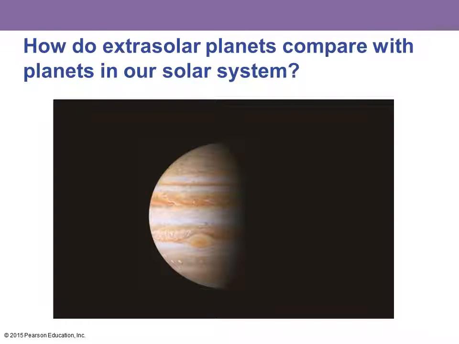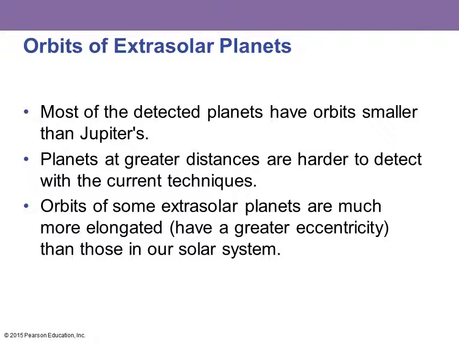So how do extrasolar planets compare with planets in our solar system? Well, the orbits of extrasolar planets are kind of interesting because most of them have orbits smaller than Jupiter. The planets at greater distances are hard to detect with current techniques. They're just so far away from the star that, for example, we don't have reflected light from it, or the orbital distance is so great that the orbital period is so large. And some orbits of extrasolar planets are much more elongated. They have a higher eccentricity than those in our solar system. So we do have some problems in finding all the planets around all the stars.